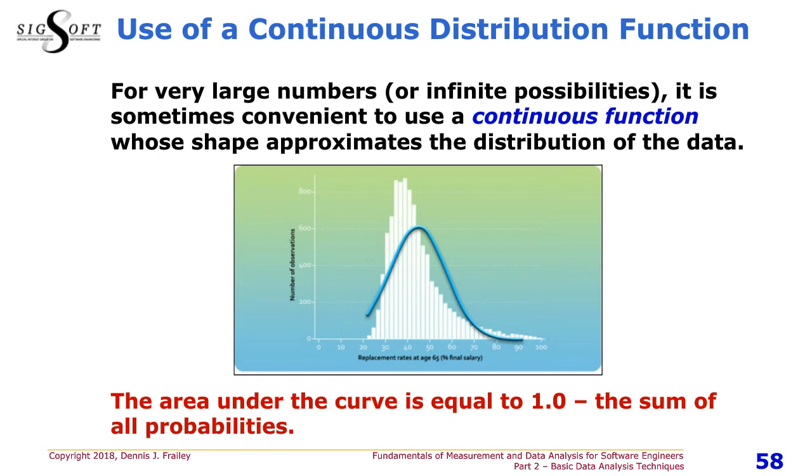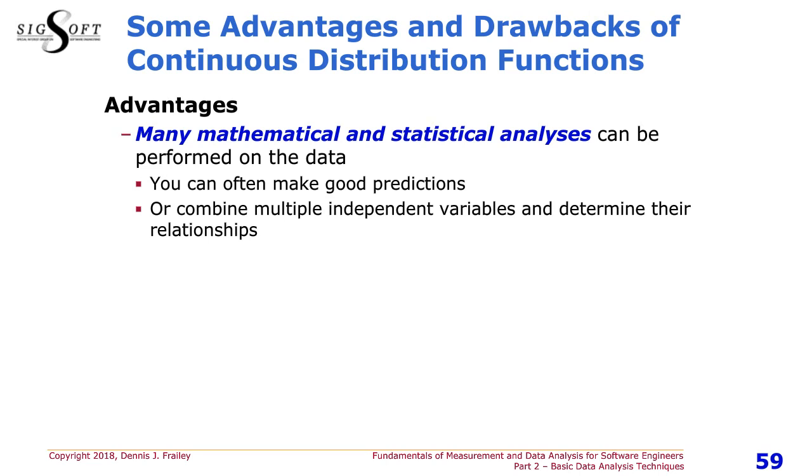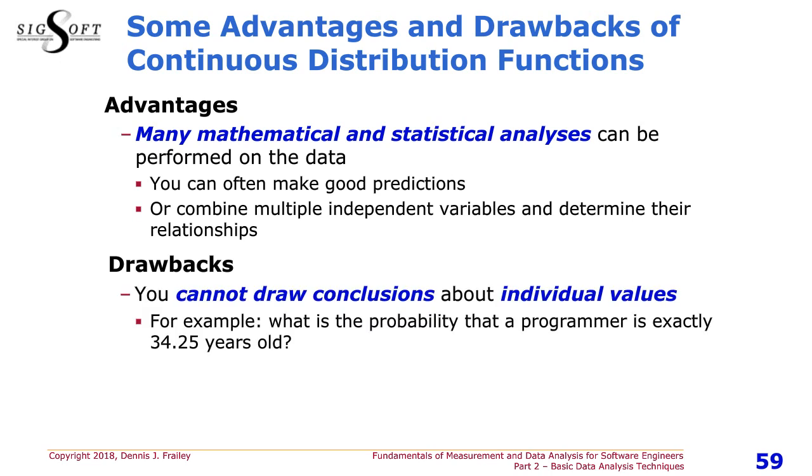It's the sum of all the probabilities, and each of the infinitely small points on that curve is a probability of a particular value. Now, the advantages of doing this is that we have statistical and mathematical techniques we can apply to these functions. One of the drawbacks is that you have to find the function. I didn't put that on the slide, but another one is that you can't conclude data about individual values because they're infinitely small. You have to conclude things about ranges.